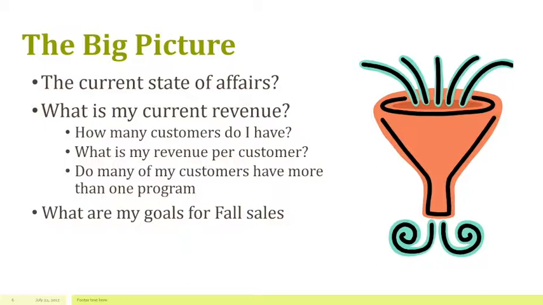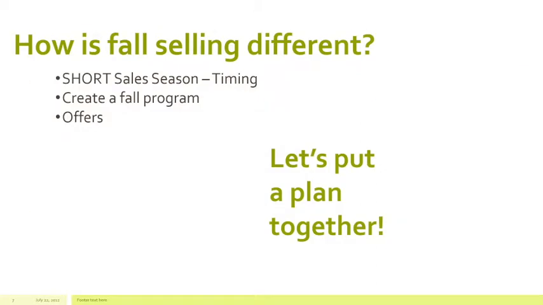What's your revenue per customer for a new customer versus a two-year-old customer, a five-year-old customer? So these are some things you might want to look at and do just a little bit of analysis so that then you can say, okay, going into the fall, this is what I would like to sell. By the way, if you set a yearly goal, your fall sales goal should be 25% of your yearly goal. 75% are sold in the spring and 25% are sold in the fall. Okay.